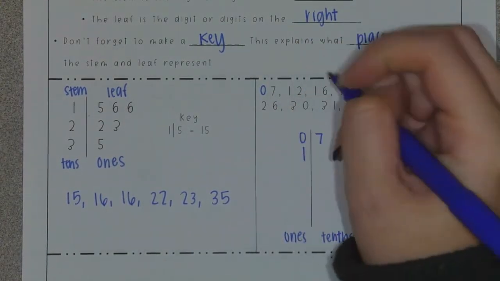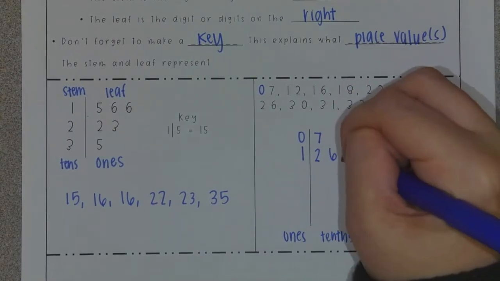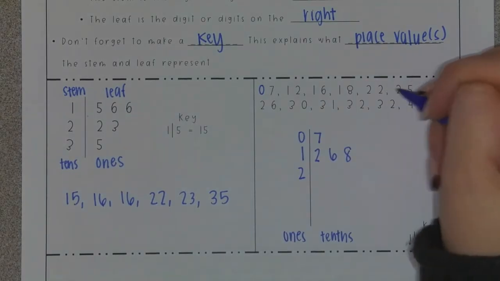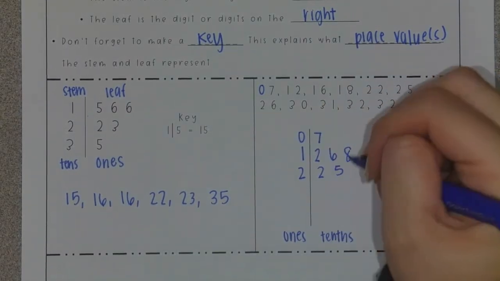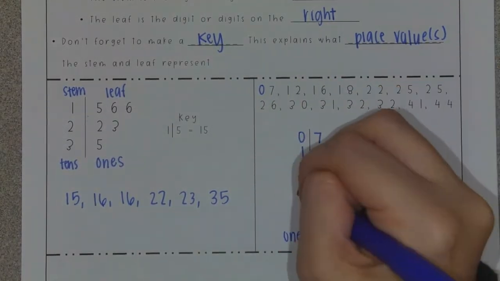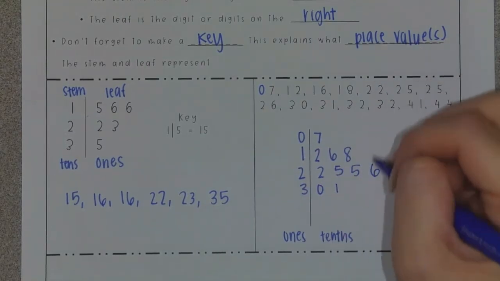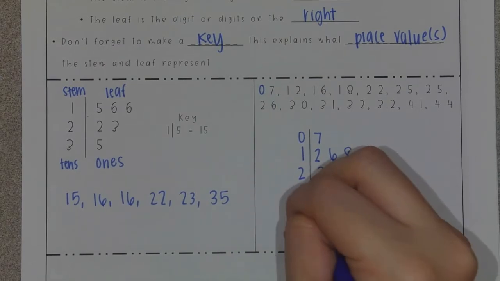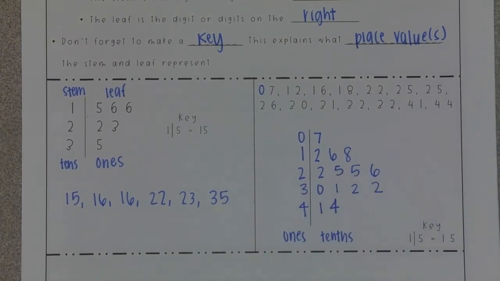My next stem would be 1, and it gets a leaf of 2, a leaf of 6, and a leaf of 8. My next stem would be 2, and it gets a leaf of 2, 5, 5 again, and 6. My next stem is 3. My first leaf is 0. The next one is 1, then 2, then 2 again. My last leaf is 4, which has a stem of 4.